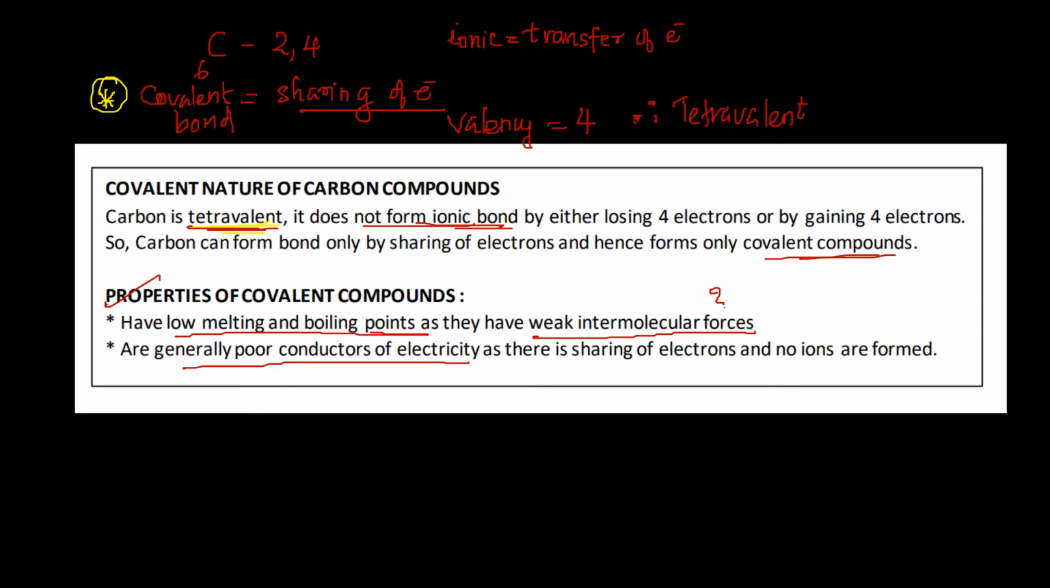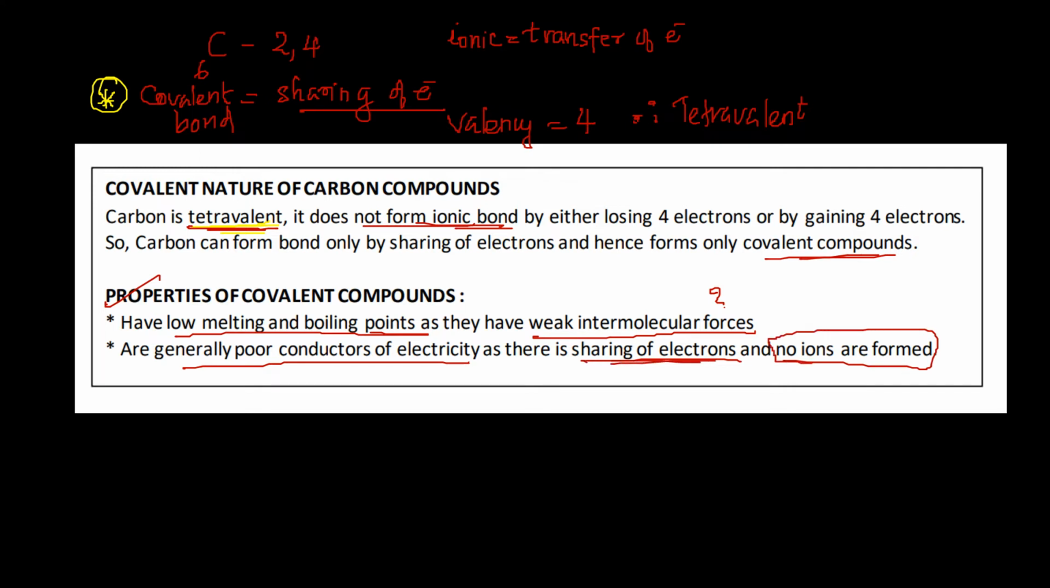You can expect this question also. Why do covalent compounds have low melting and boiling points? It is because of the weak intermolecular forces. Why are covalent compounds generally poor conductors of electricity? Because there is sharing of electrons and no ions are formed.